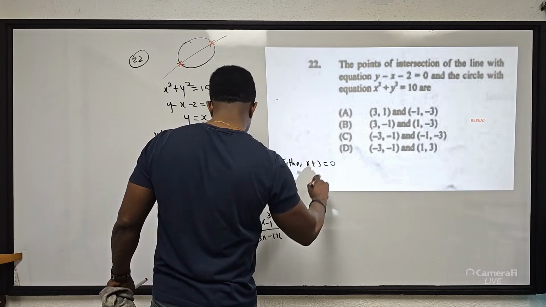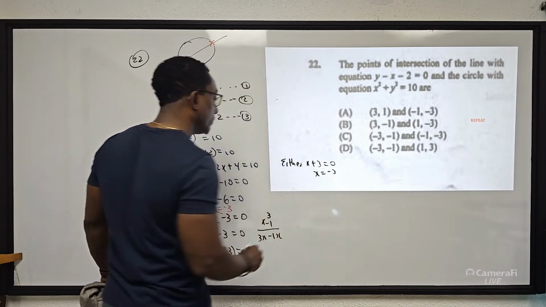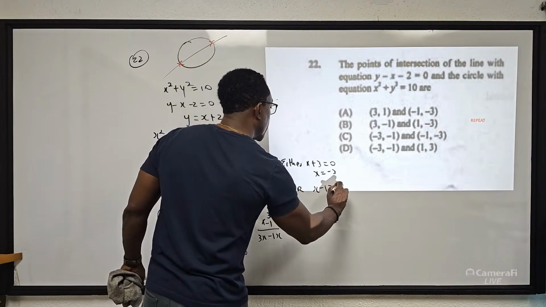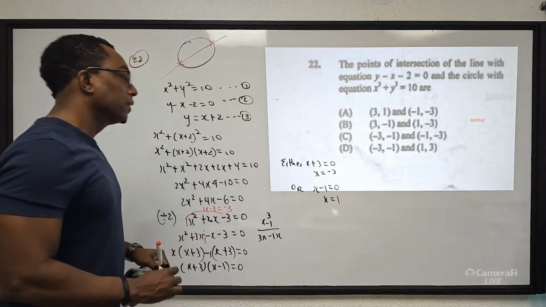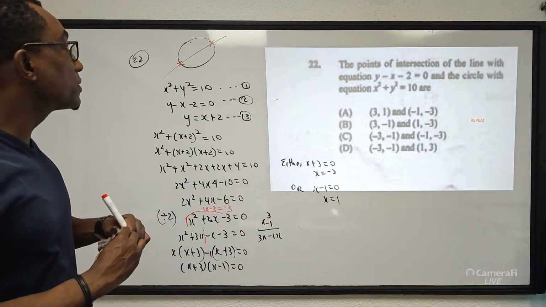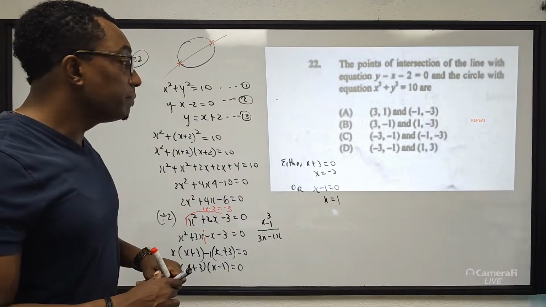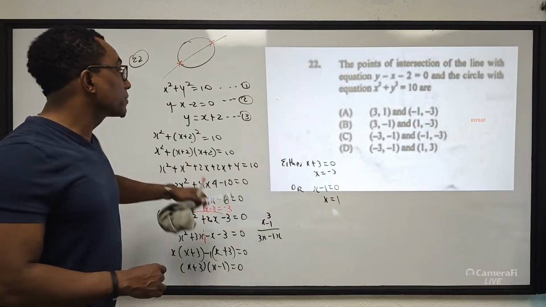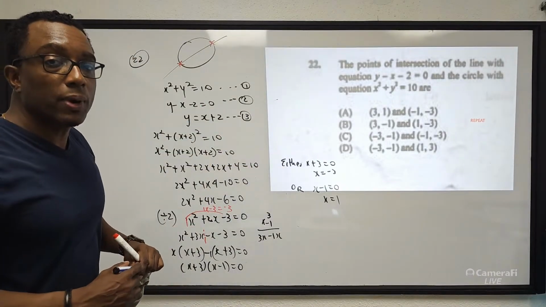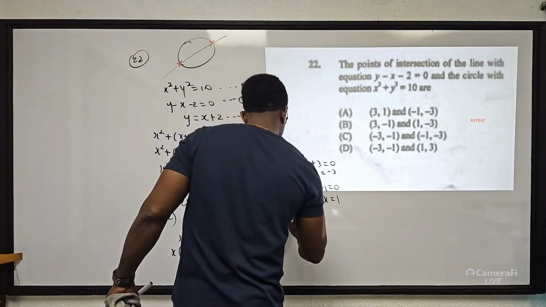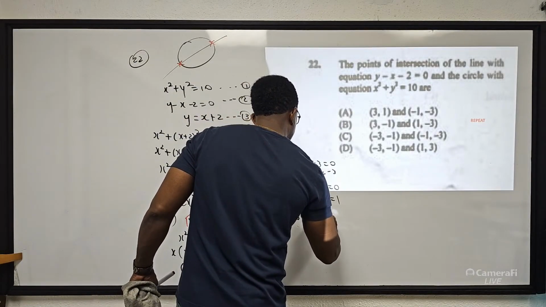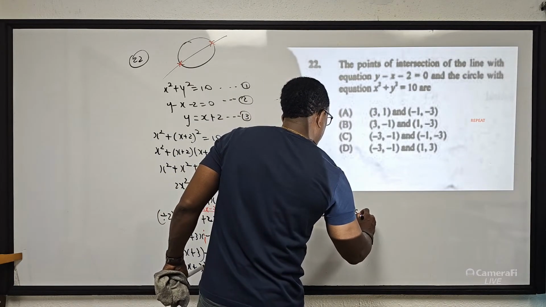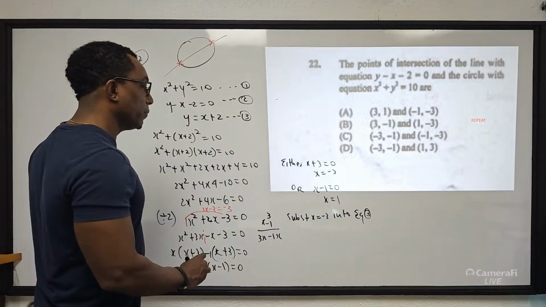and now I can use my keywords either x plus 3 is equal to 0, x is negative 3, or x minus 1 is equal to 0, x is 1. Alright, so those are my two values of x where the line and the curve meet. But I have to get the values of y, so all I'm going to do is substitute each value of x into equation 3 to find y. So I'm going to substitute x equal to negative 3 into equation 3.